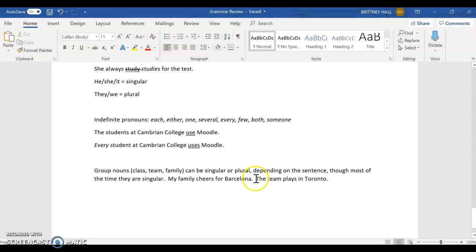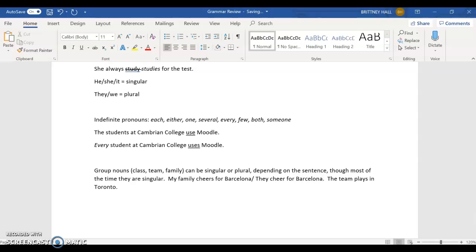So my family cheers for Barcelona. My family, that could be 2, 3 people, that could be 35 people. It doesn't matter. It's a collective noun. It's a group noun, and so it's considered singular. It cheers. He cheers. She cheers. My family cheers for Barcelona instead of cheer. My family cheers for Barcelona, or they cheer for Barcelona.